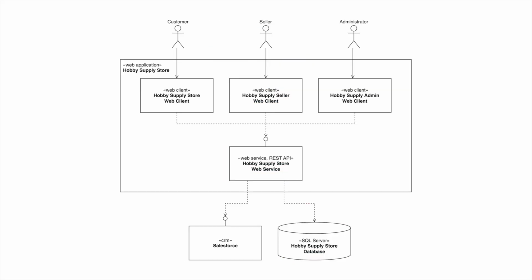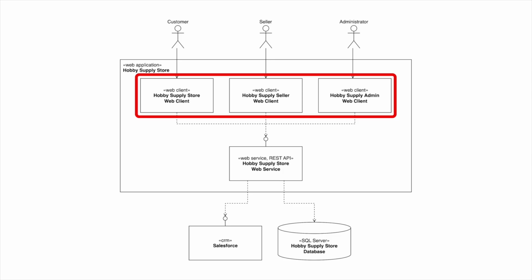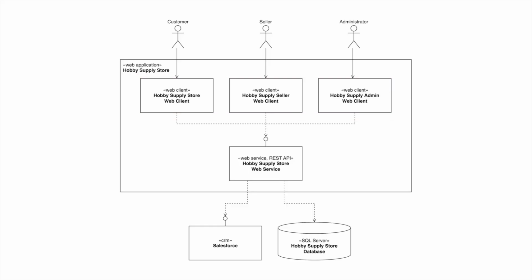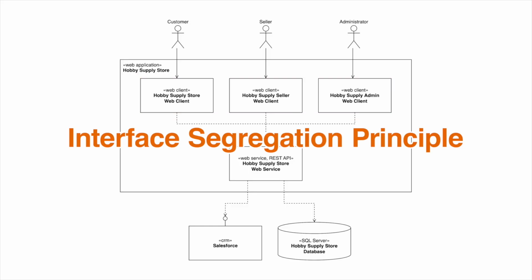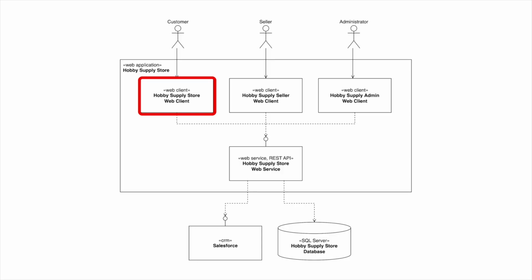Okay, so let's try to mitigate some of that. Maybe we can do some tactical forking to split up the web client, one for each user type. At a system level, that's the interface segregation principle. You can see we've got the old supply store web client for the customer, a new supply seller web client for the seller, and of course, an admin web client for the admin user.